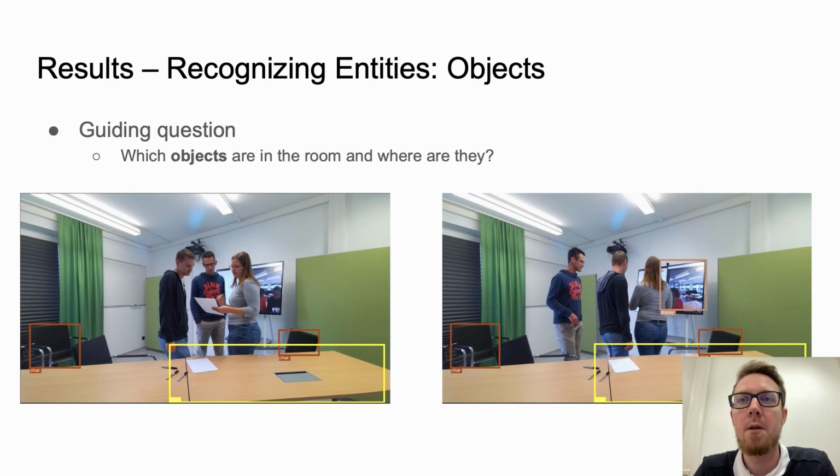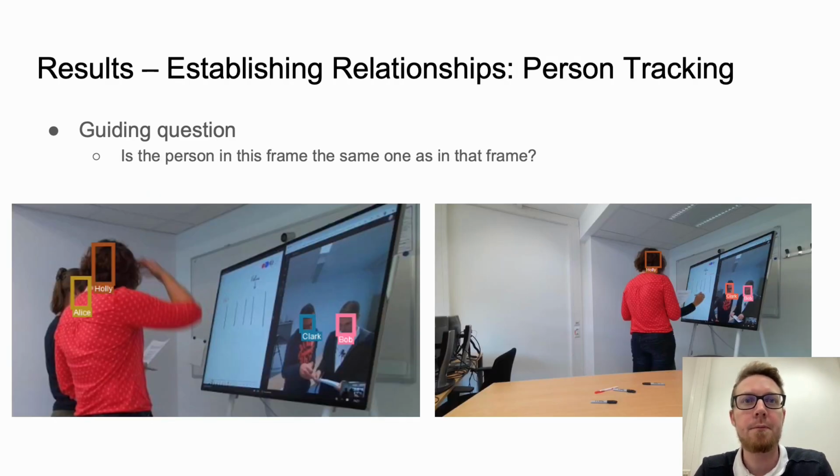This is usually a matter of a few minutes for stationary entities. We are now moving on to establishing relationships between the entities. To answer the question if a recognized person in one frame is the same as the one in another frame, we use a custom tracking algorithm. Basically, we assume that a person cannot move further than a certain threshold in a certain period of time.